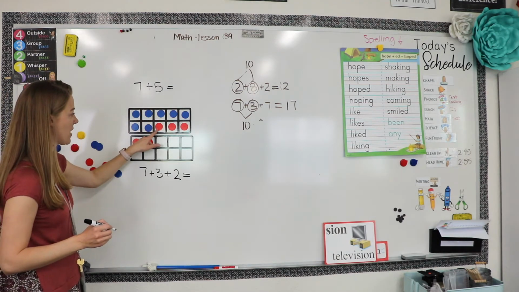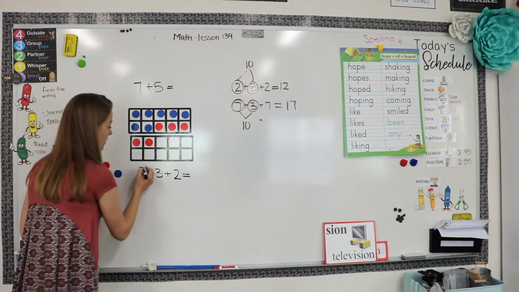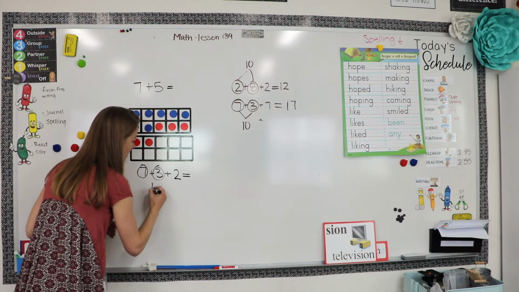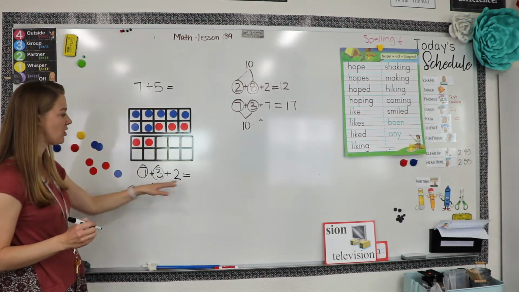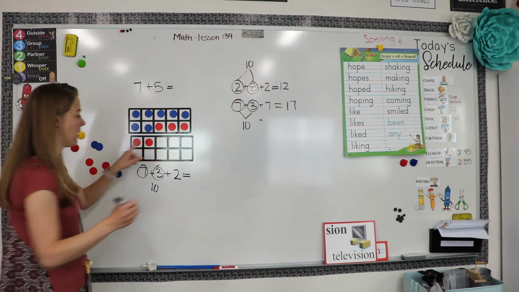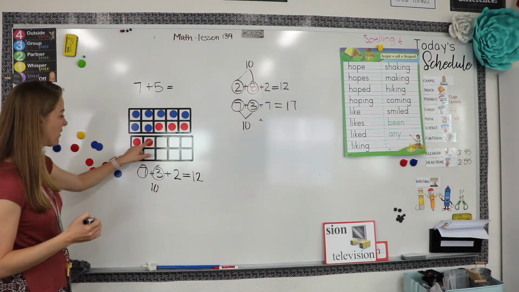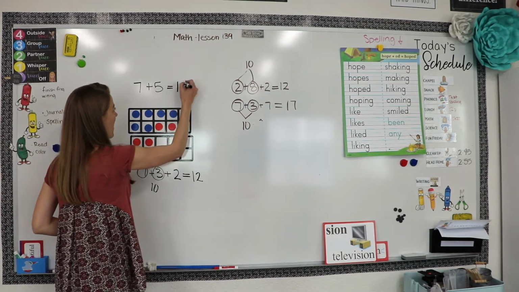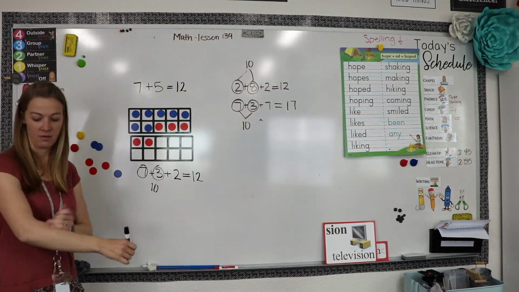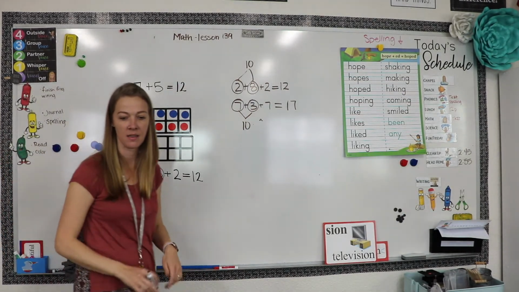Right. And what is 7 plus 3? 7 plus 3 is 10, right? These two equal 10. And 10 plus 2 equals 12, because we can count on from 10. We have 10, 11, 12. So 7 plus 5 is equal to 12. Okay, does that make sense?